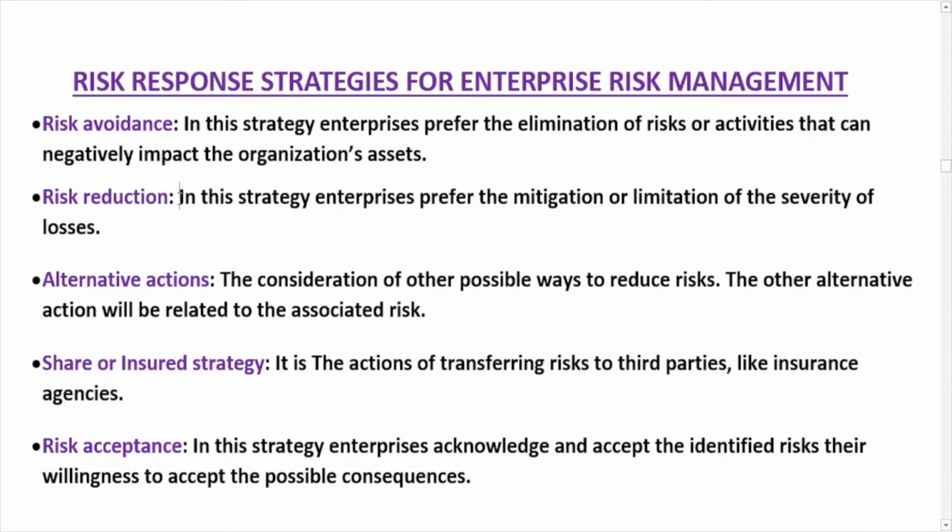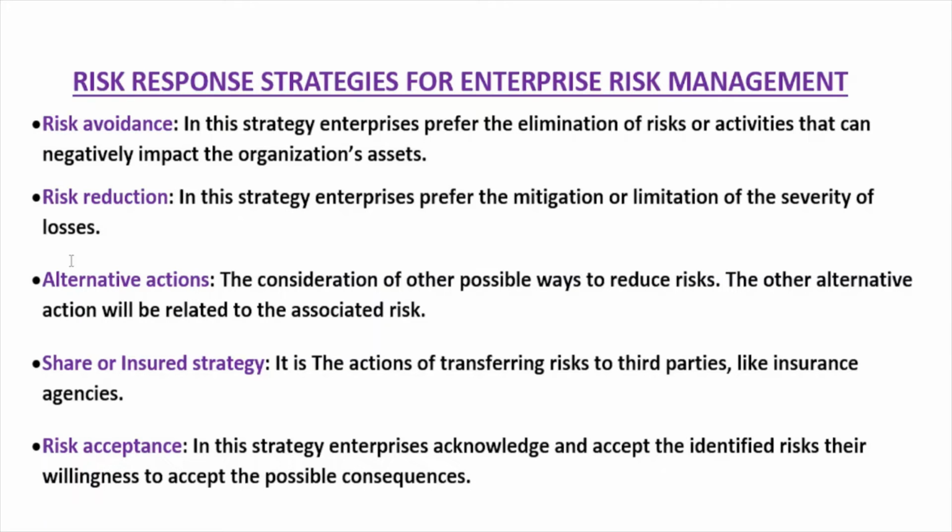Then we have risk reduction. In this strategy, enterprises prefer the mitigation, or you can say limitation of the severity of losses. Like if you take an example for this, let's say ABC Enterprises that manufactures air conditioners found out that the circuit of their air conditioner model while testing have many issues. So the management of ABC Enterprise can plan frequent visits to their manufacturing department, in order to identify potential problems early in order to mitigate high future losses of their repair and maintenance.